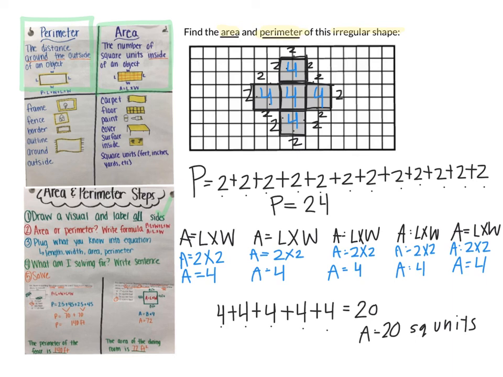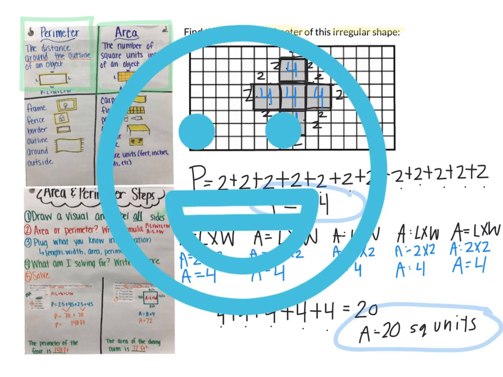All right, so we solved for perimeter. We got 24 units, and we solved for area, and we got 20 square units. Great job, 4th grade. Make sure you take a picture of your work and submit it. Then you'll be ready to go ahead and complete your exit ticket. Awesome work.